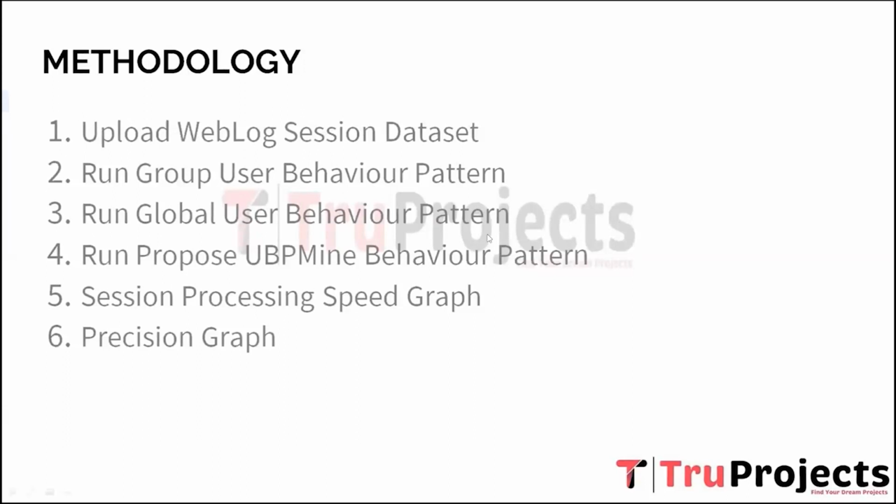Third, we have run global user behavior pattern. This step involves analyzing the entire dataset collectively without segmenting users into groups. The goal is to uncover behavioral patterns that apply globally across all users and sessions. Fourth, run proposed UBP mine behavior pattern. Here, UBP mine likely refers to a specific method or algorithm used for mining user behavior patterns. Running proposed UBP mine behavior patterns implies applying this method to the dataset to extract meaningful behavioral patterns. This step could involve sequence mining, association rule mining, or other techniques to identify frequent sequences of user interactions.